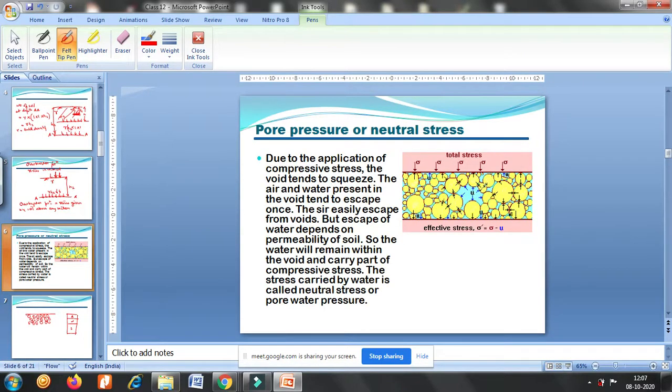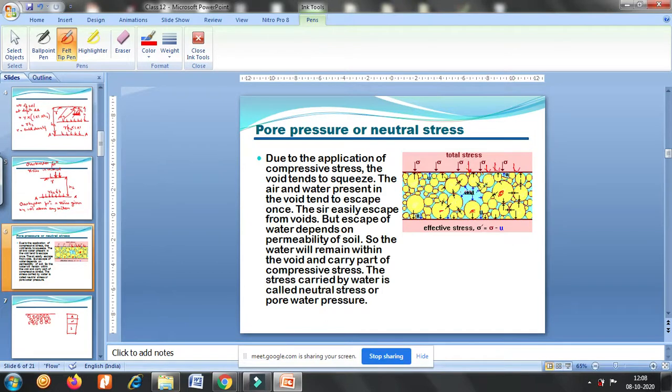Now, these are the soil grains, and these are the voids, and the voids are filled with water. Now, when you give any stress, it may be overburden stress or it may be stress increment, the voids which are filled with air or water, that air will automatically go out from the void when we apply any stress. So whatever air is present within the void will automatically go out.